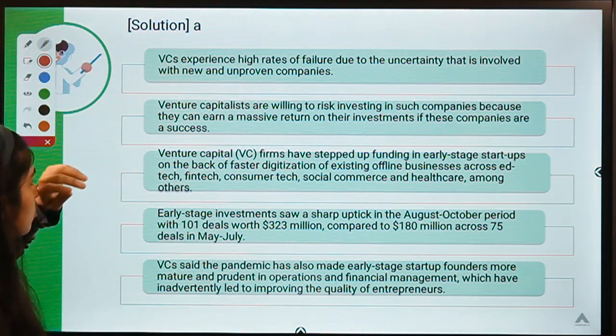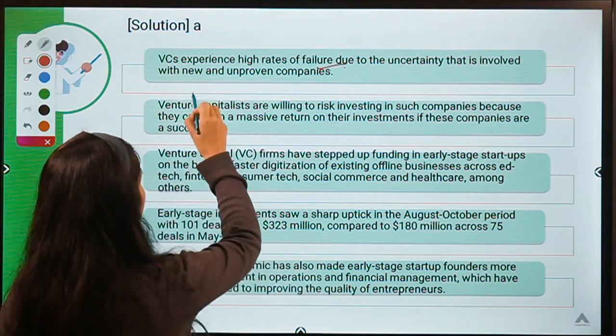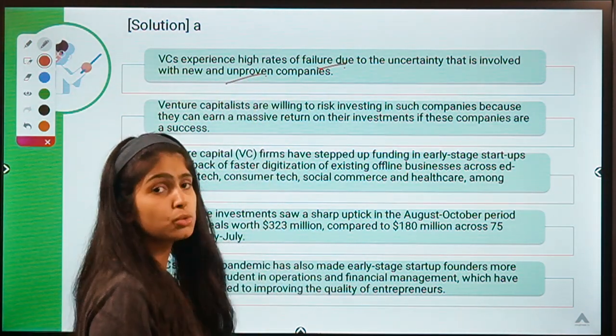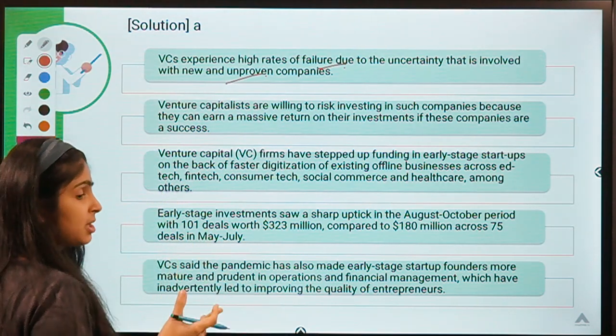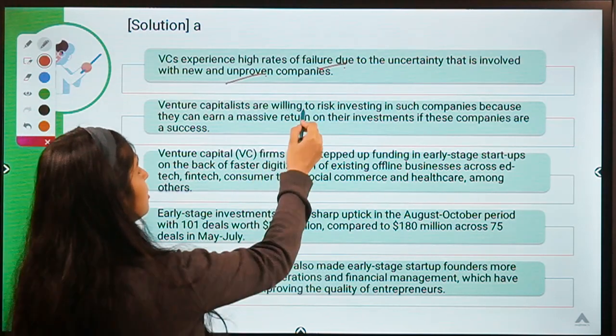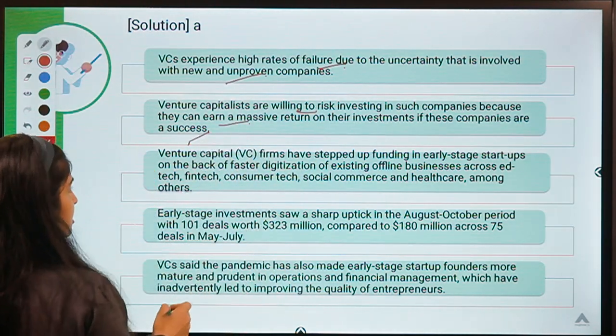I think we have discussed most of the things here. VCs experience a high rate of failure because of the risk involved. With an unproven company, they do not know which company is going to be successful in future, right? They are willing to take the risk because they can earn massive returns on the investment if these companies are successful.